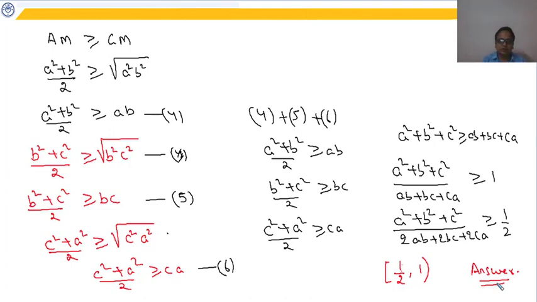I hope this part is clear to everyone. I've shown you the detailed solution. So when we add these three, A square by 2 and A square by 2 becomes A square, B square by 2 and B square by 2 becomes B square, and C square by 2 and C square by 2 when added becomes C square, greater than or equal to AB plus BC plus CA. So we bring to the denominator: (A square plus B square plus C square) upon (AB plus BC plus CA) is greater than or equal to 1. So we divide by 2 on both sides. So we get 1 by 2 comma 1 as the answer.